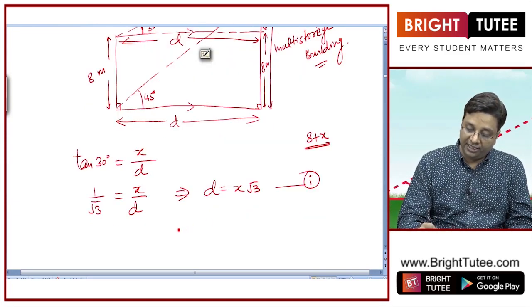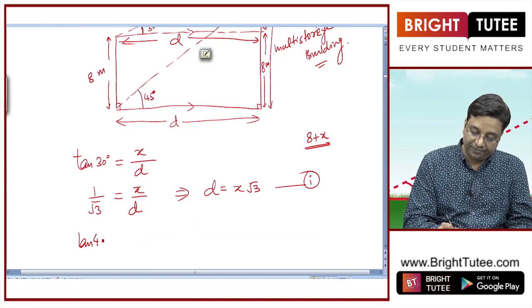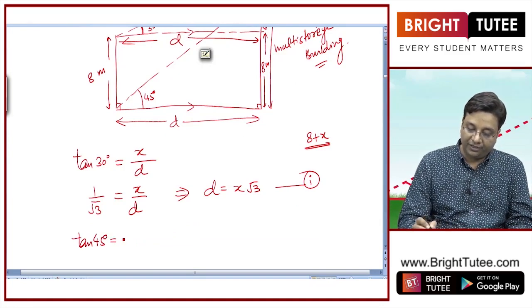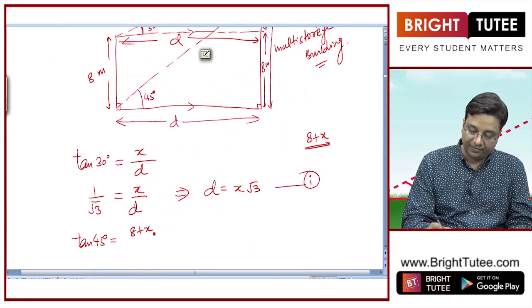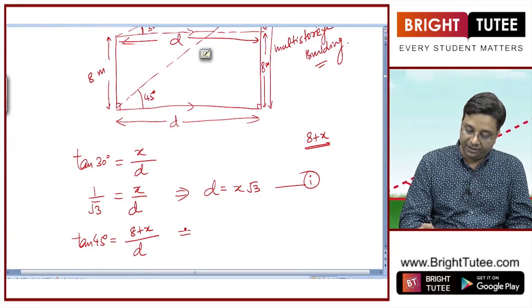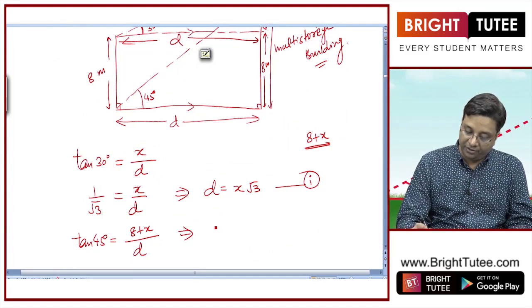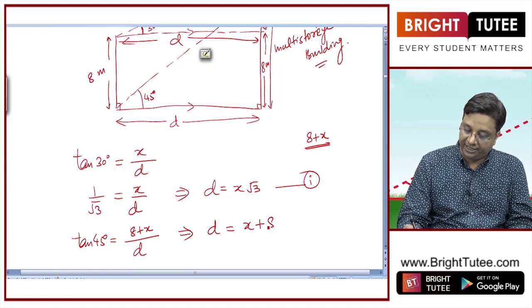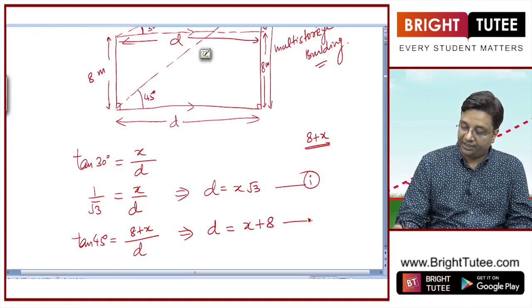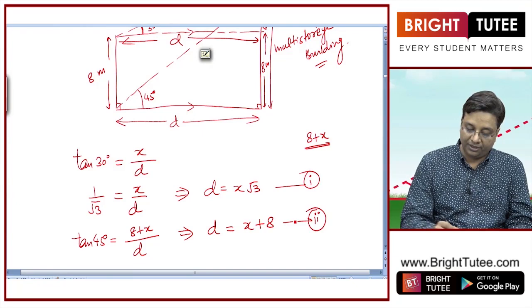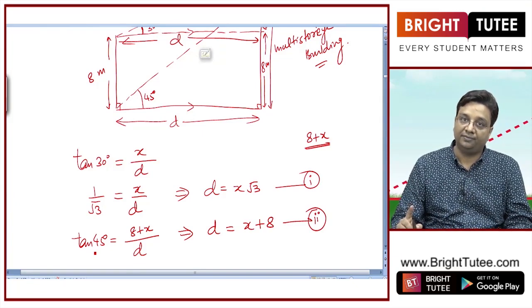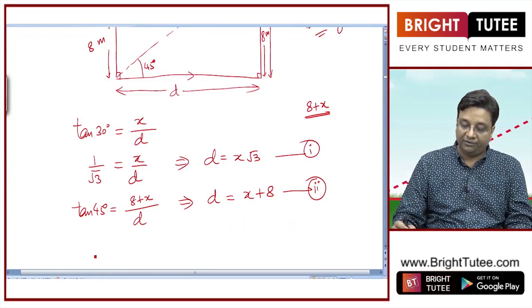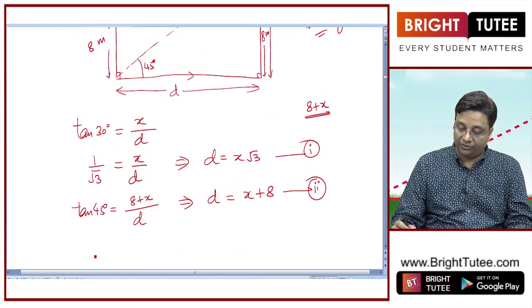And what is tan 45? Tan 45 is again opposite 8 plus x by adjacent side D. So D from here is x plus 8. This is the second piece of information, because tan 45 is 1, right. So we have got two values of D here.